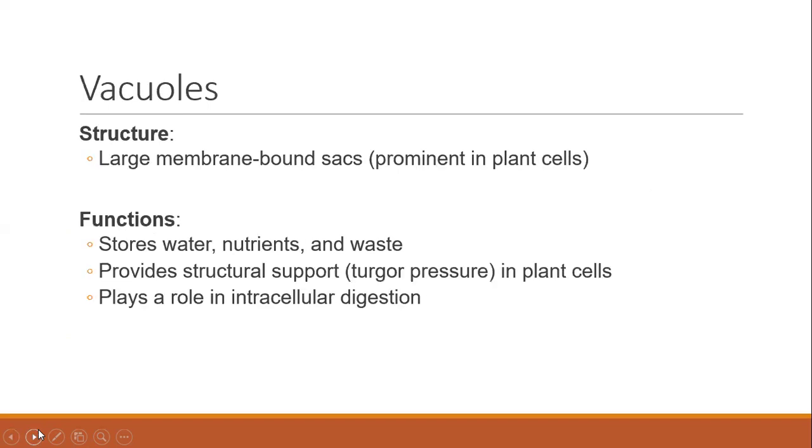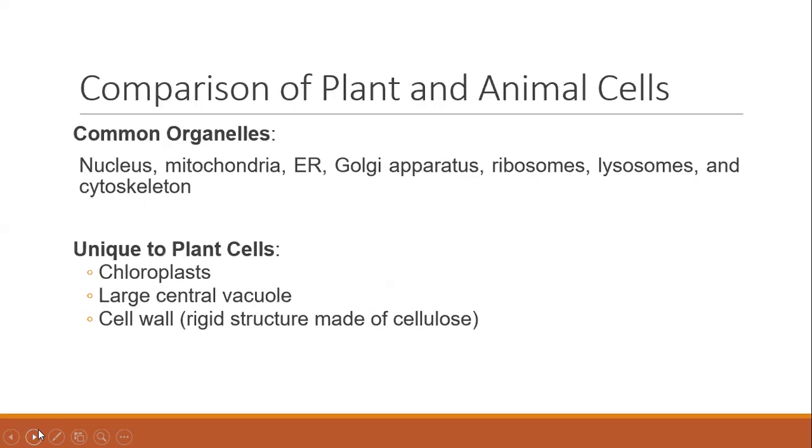Vacuoles are usually found in plant cells. They are large membrane-bound sacs. They help to store water, nutrients, and wastes. They provide structural support in plant cells and play a major role in intracellular digestion.